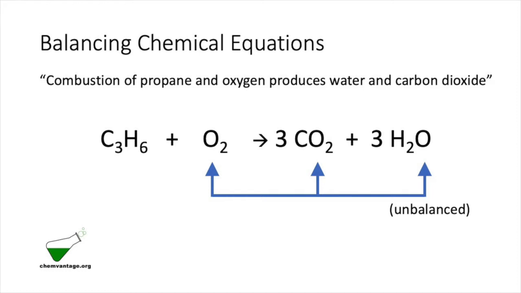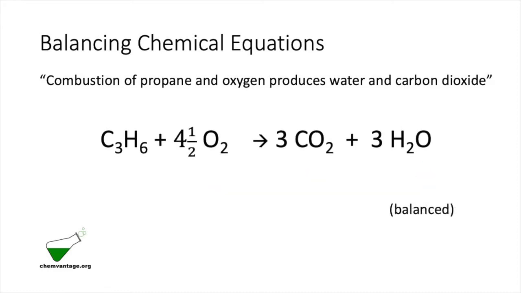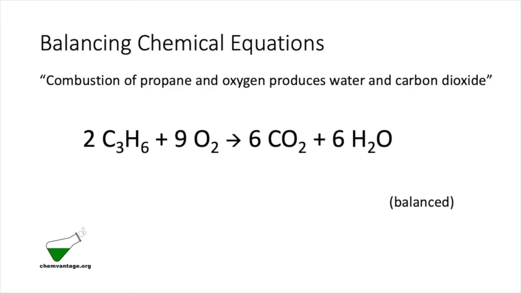On the product side, we have 9 oxygen atoms, so we need to change the coefficient of O2 to 4.5 to achieve the oxygen balance. Technically, this reaction is now properly balanced, but it is conventional to adjust the coefficients so that they are all integers, and we can do this easily by multiplying all of the coefficients through by a factor of 2. So here is our completely balanced chemical equation with 6 carbon atoms, 12 hydrogen atoms, and 18 oxygen atoms on each side of the arrow separating the reactants from the products.